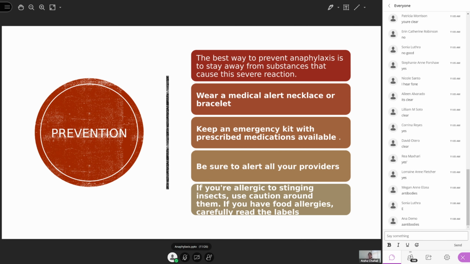Prevention is the key. Prevention is the key for anaphylaxis. So the best way is to avoid the antigen. That's it. The best way is to avoid the antigen, right? Once the allergic reaction gets started, it's really the whole management that you have to do, right? And we are seeing it more and more now.